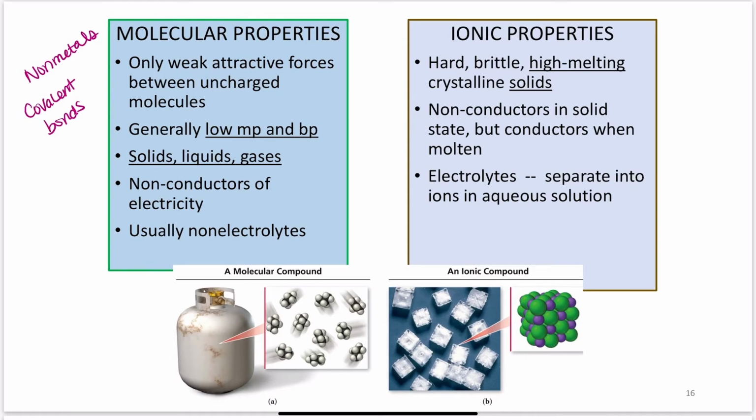In ionic compounds, we have that full positive and negative charge attraction. That's a lot stronger attraction. Molecular compounds generally have a low melting point and low boiling point. MP means melting point, and BP means boiling point.